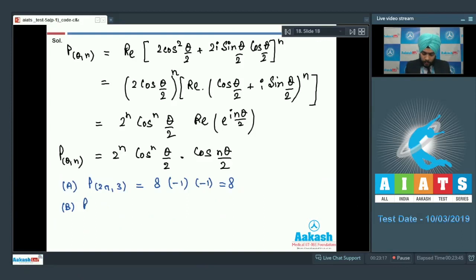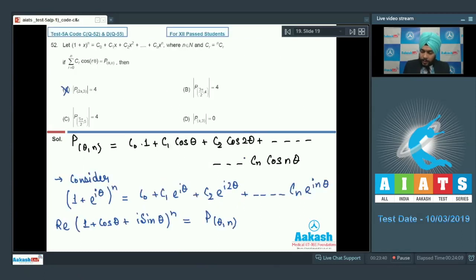Option number B. 3π by 2, comma 4. 2^4 is 16. cos^4 of 3π by 4, minus 1 by root 2 raised to the power 4, that is 1 by 4. Multiplied by cos(nθ/2). What is n into θ? 6π, cos of 3π is minus 1. So yes, the value is minus 4, but if you take the modulus, the answer will be 4. It is correct.